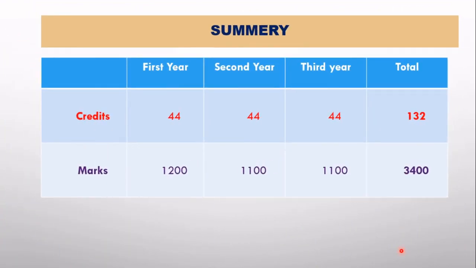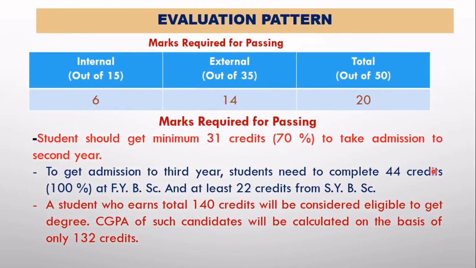So in summary we can see, first year has 44 credits, second year has 44 credits, total becomes 132 credits. First year has 1200 marks, second year has 1100 marks, and third year has 1100 marks. So in this way the entire BSc degree has 3400 marks. Your score or result will be calculated from these 3400 marks. Now the evaluation pattern we will discuss.